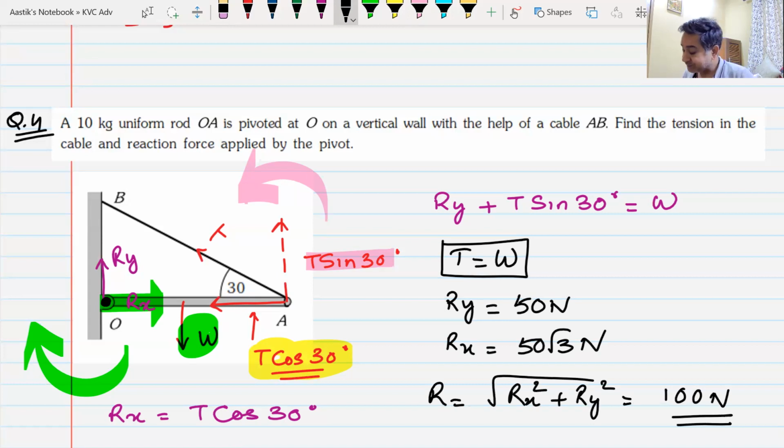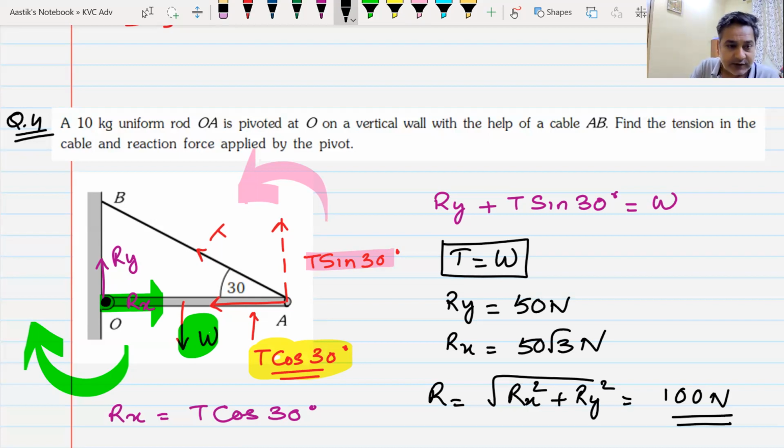Got the answer? Yes, sir. Remember, you may not get this question in JEE Main, but you may get this question in JEE Advanced. It requires some calculation at least. Some calculation, not much, but some. Do you understand this? We got it, sir. Okay.